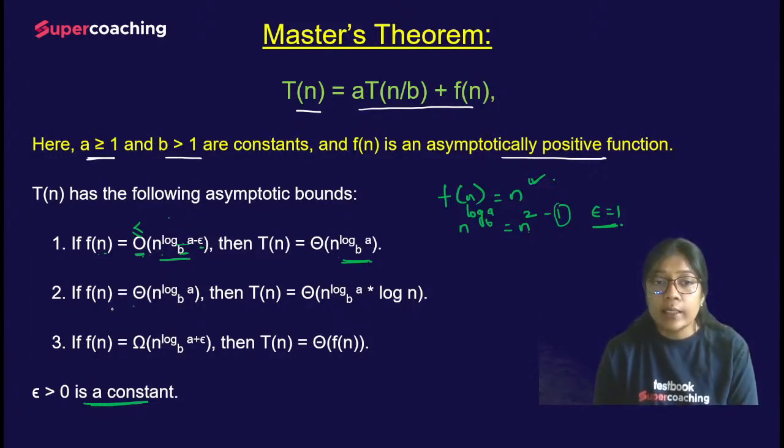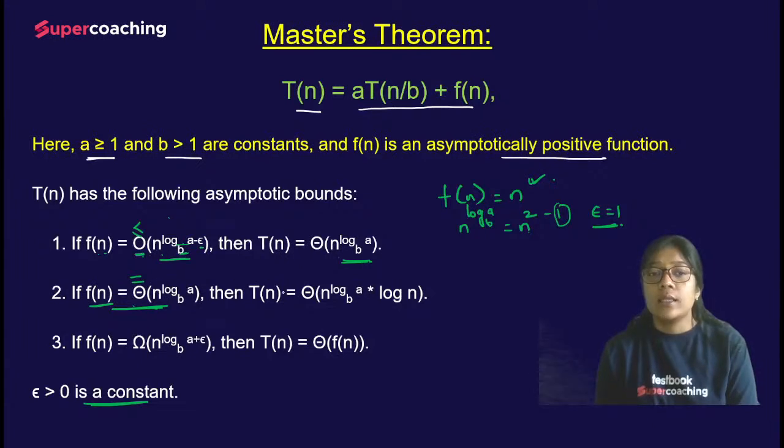If both are equal, अगर दोनों equal है, f of n is equal to theta of n raised to power log a, that means both are equal, then the time complexity will be written as n raised to power log a into log n, or also you can write this as T of n is equal to theta of f of n into log n.